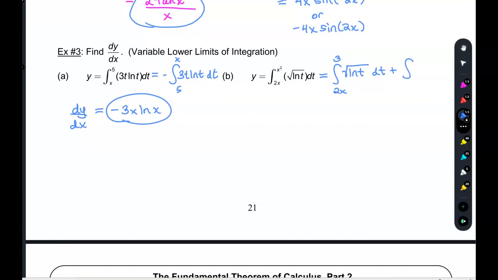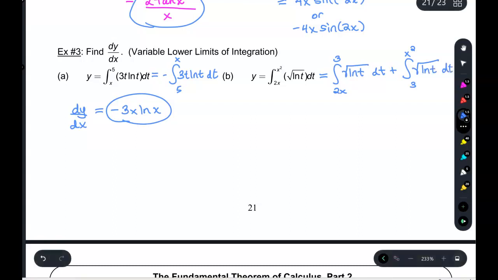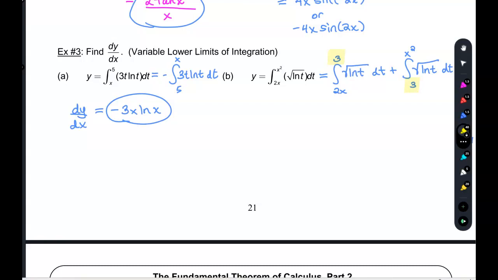And then the next one. I want to pick some positive value so I can separate this, because I can only have one variable in my upper limit of integration. I can't have two. So I'm going to introduce some number here. It doesn't matter. 3 is just a placeholder. This can be any number as long as it's not a negative number, because that wouldn't make sense in the context of this problem.